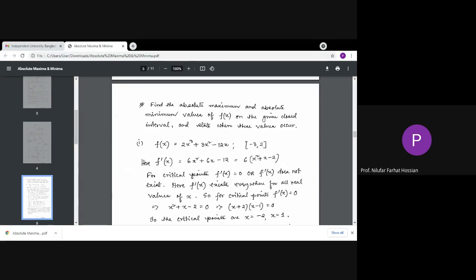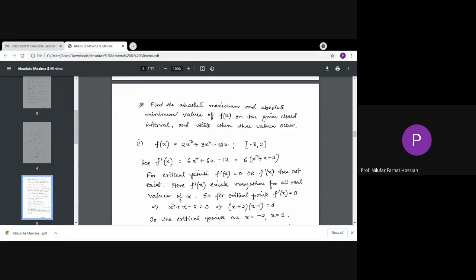The maths on this absolute maximum and minimum are easier. Find the absolute maximum and absolute minimum of f(x) on the given closed interval and state where these values occur. So this is your function and the interval is given to you, -3 up to 2. So what was your stepping?